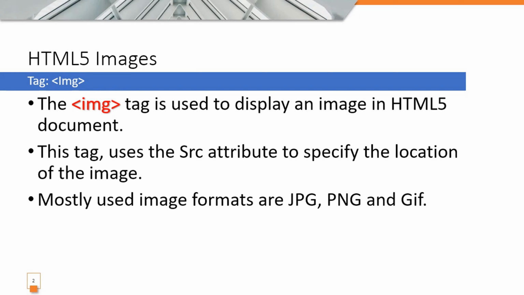Mostly used images in HTML documents are JPEG and PNG, and sometimes GIFs also. PNG is the new format of an image. The PNG format doesn't lose any data. It is a HD kind of image.